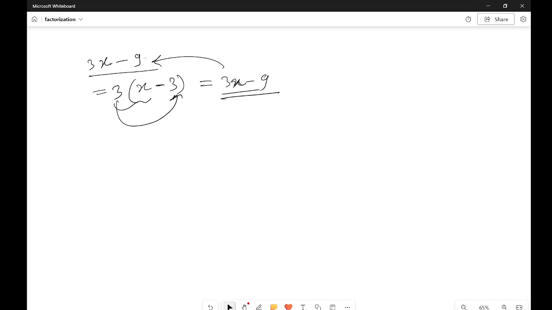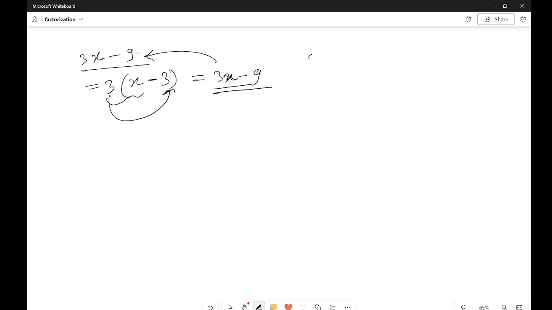Now let's try a little bit more complex one. If I have the expression, say, 2xyz plus 3x square y plus 4yz. Let's see if we can do that. Let's pause the video for 30 seconds and try to figure out if we can do that.